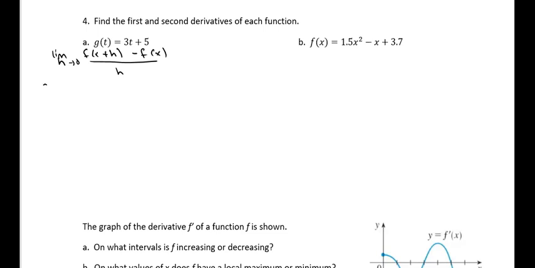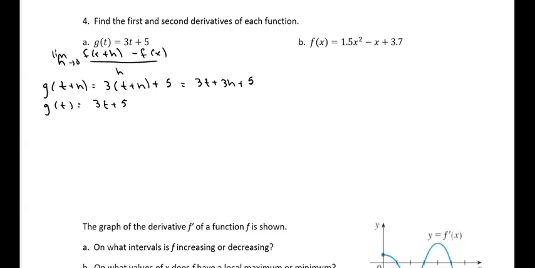So we need to figure out g of t plus h. So that's going to look like 3 times t plus h plus 5. So if we distribute that through, that will look like 3t plus 3h plus 5. And then we have to figure out g of t. G of t in this case will be 3t plus 5. It's just our normal function.